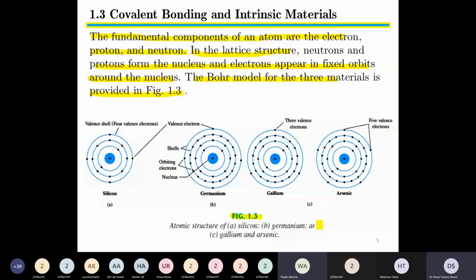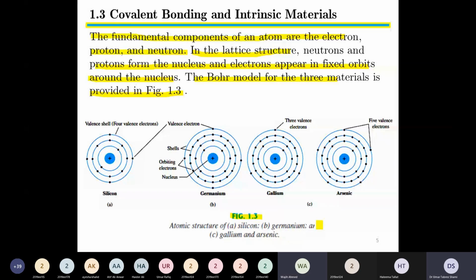Is the silicon atom complete in terms of octets, or is the germanium atom complete? So in terms of charge, it is complete. That is, the number of protons is equal to the number of electrons. But the outermost shell is incomplete in terms of the number of electrons.